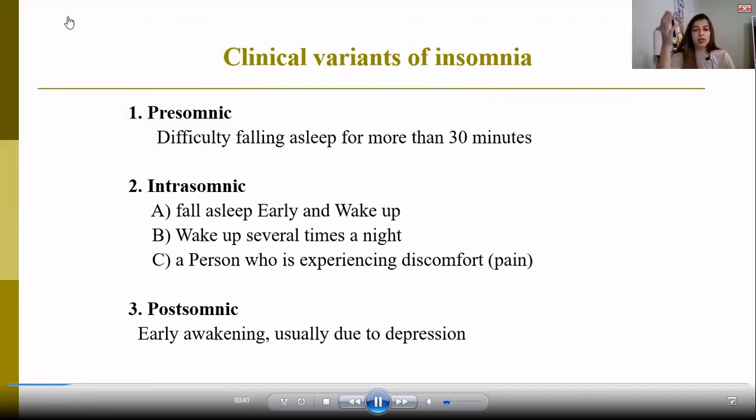And postsomnic insomnia is early awakening, usually due to depression, and also some elderly people wake up very early. Yes, your grandmas and grandpas, maybe they live with you, and when they wake up in the morning, they make different sounds doing their everyday routine and making discomfort for other members of the family. So this is postsomnic insomnia.